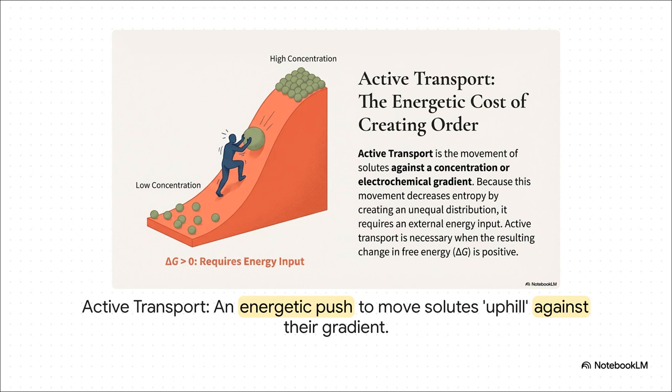This image says it all. Now we're pushing the boulder uphill. We are forcing molecules to go where they don't want to go, from a low concentration to a high one. This process creates order. It decreases entropy, and because of that, it has a positive delta G. It is not spontaneous, it has an energy price tag, and the cell has to pay up.